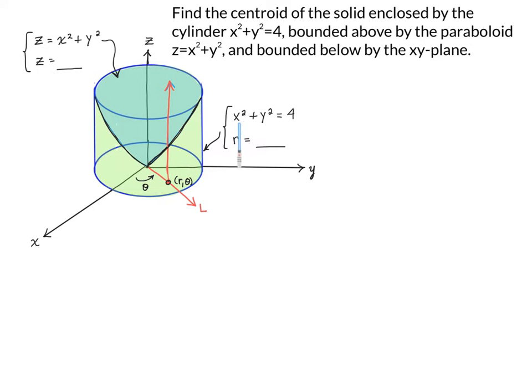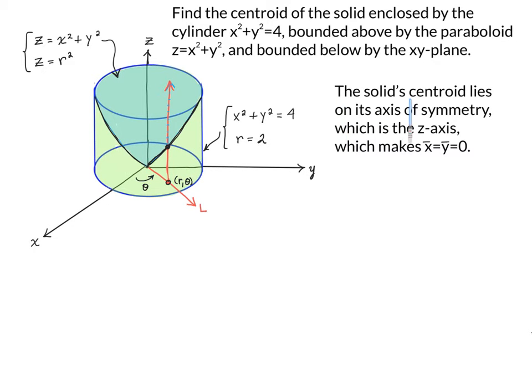So if we want to write x squared plus y squared equals 4 as a cylindrical equation, we know that x squared plus y squared is r squared, and so we can just say that r is equal to 2. And then for the next equation, we know that z is equal to x squared plus y squared again. X squared plus y squared is r squared, so we say that z is equal to r squared.